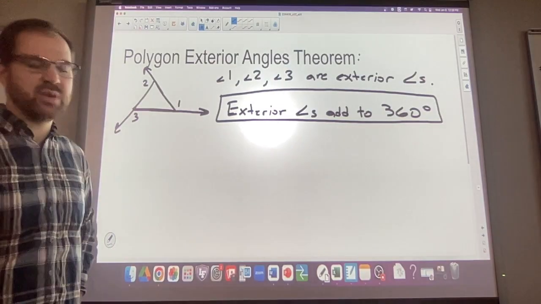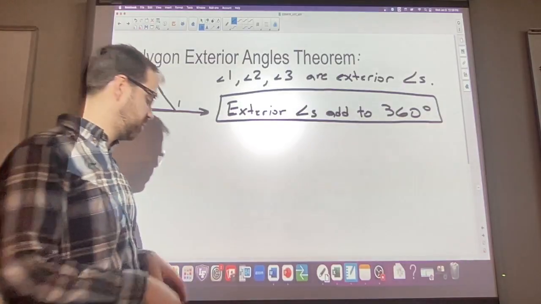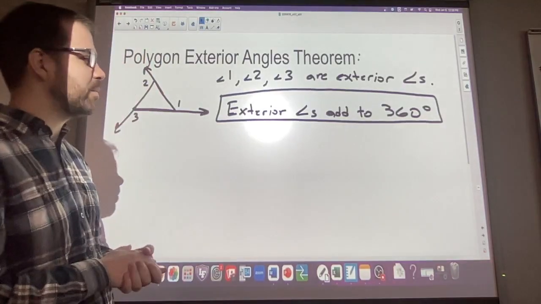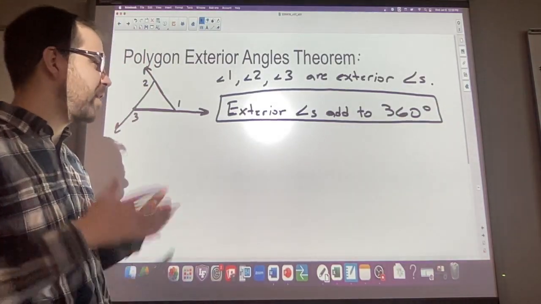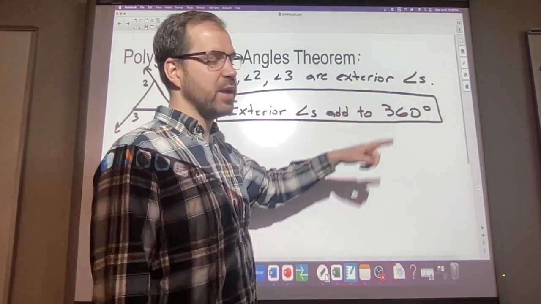So typically in geometry, we have a lot more 180s we deal with. In this lesson, there's a lot more 360s, which isn't far off, but it's just a fact that we're going to have to get used to. Quadrilaterals add to 360, exterior angles add to 360.